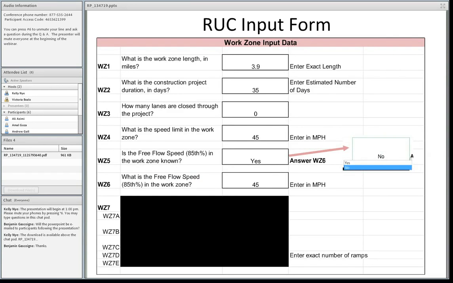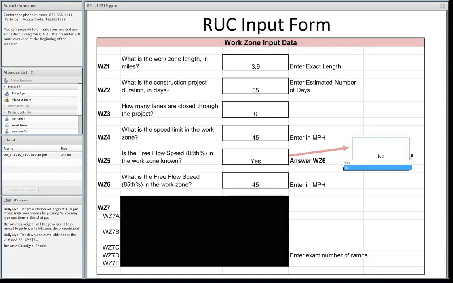Next section is the work zone input data. So now we're entering information specifically on the work zone alone. So the first question is the work zone length in miles, as well as the project duration.